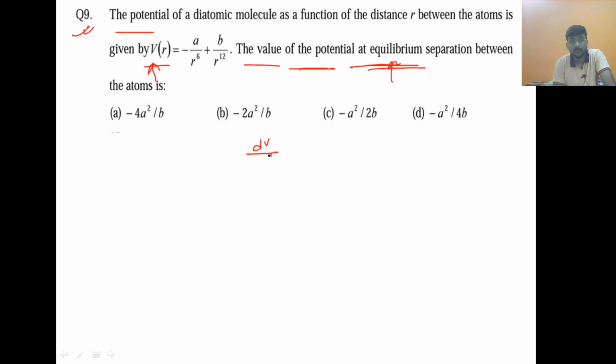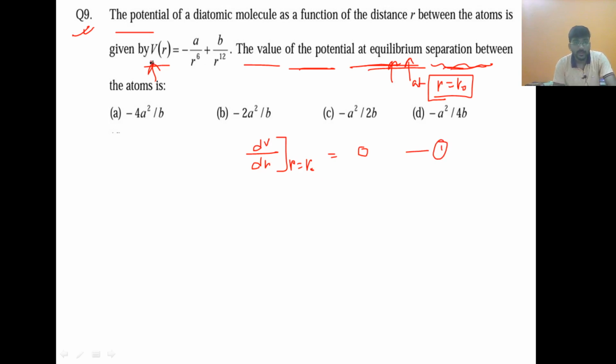So here the condition for V of r to be minimum or maximum is that dV over dr is equal to 0. dV over dr is equal to 0 when there is an equilibrium. Let me take the separation at equilibrium as r0. Suppose at r is equal to r0 the equilibrium is achieved, then at that point dV by dr is equal to 0. So dV by dr at r is equal to r0 is equal to 0. This will be the condition. So we have to differentiate first with respect to r.